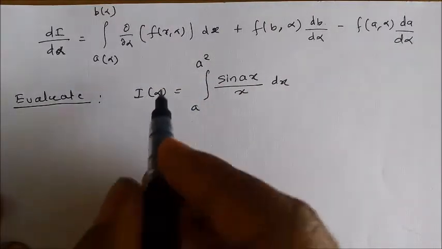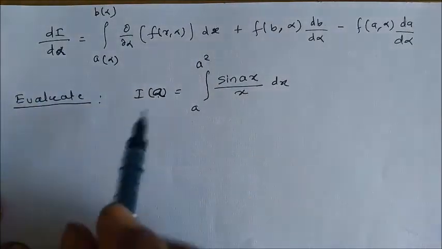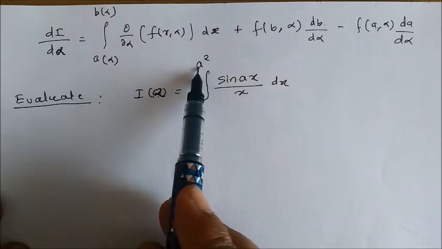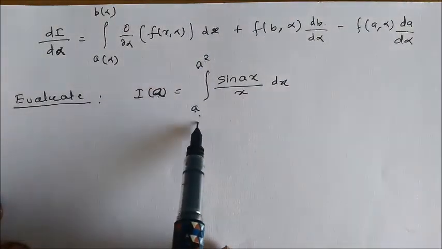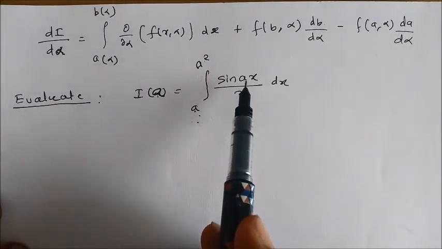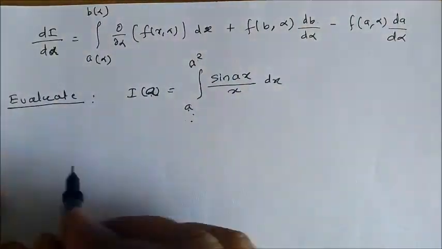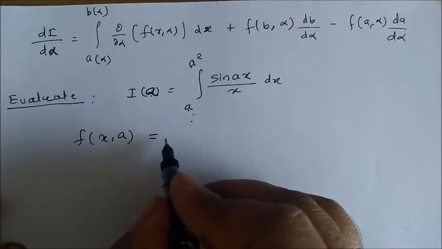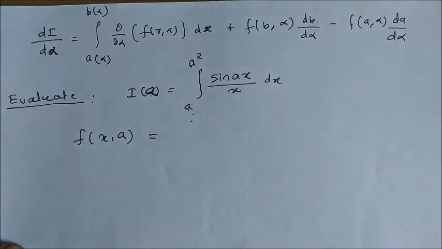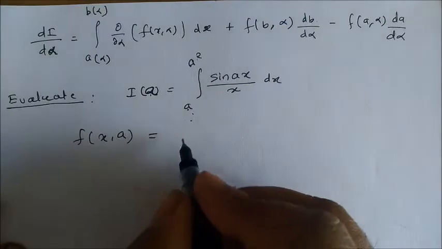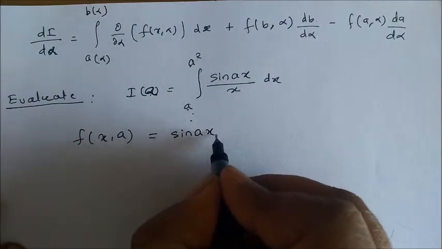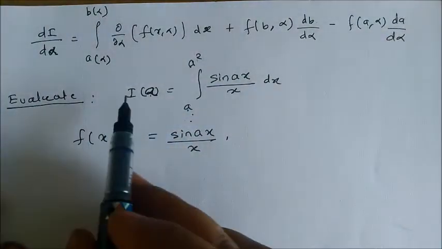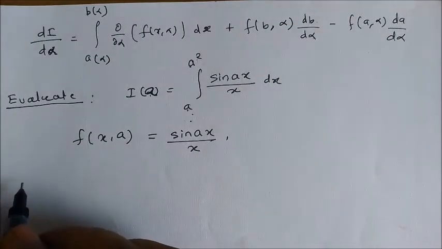Now see here, this is a function of a. The lower limit is a function of a and the upper limit is a function of a. These are not constants now, and a is involved here. The integrand inside we will write as f(x, a), and that will be sin(ax)/x. So let us solve this.